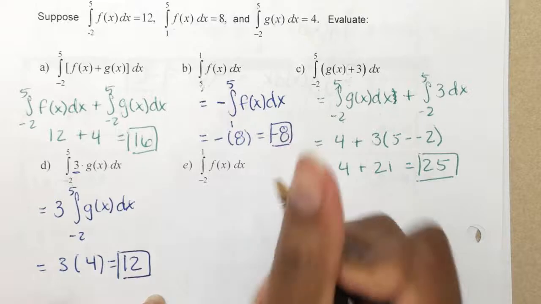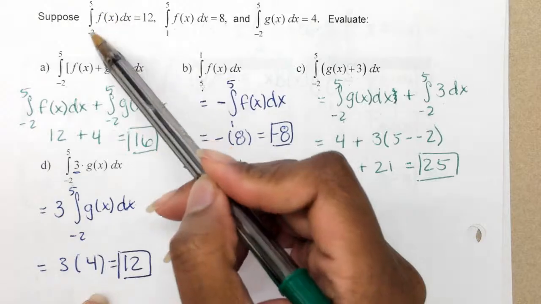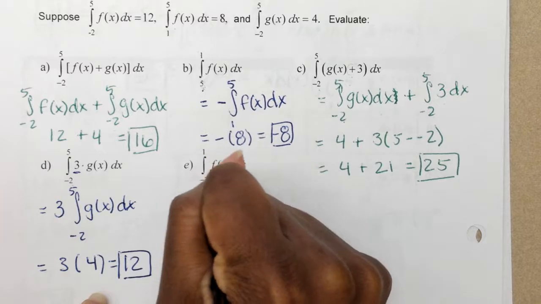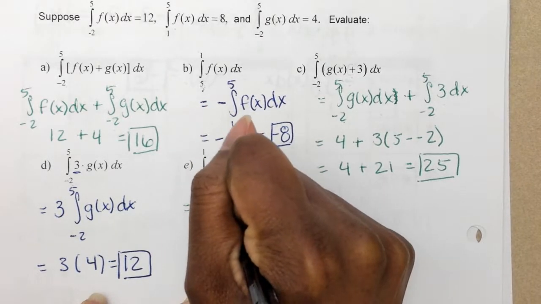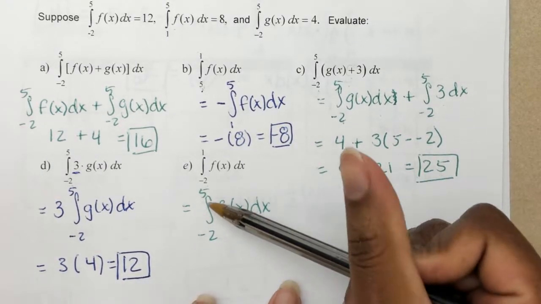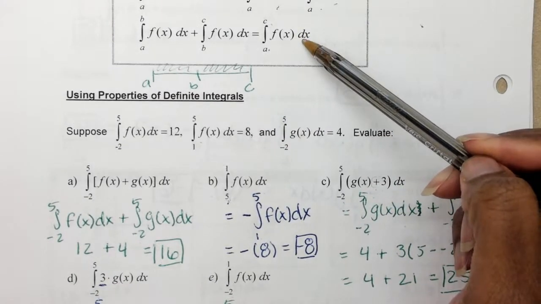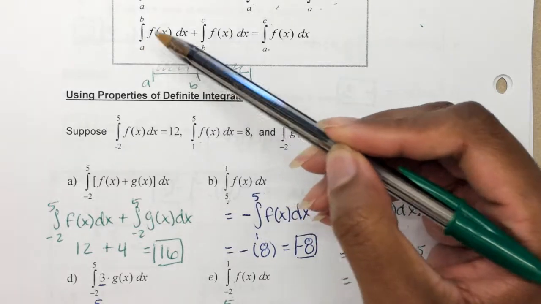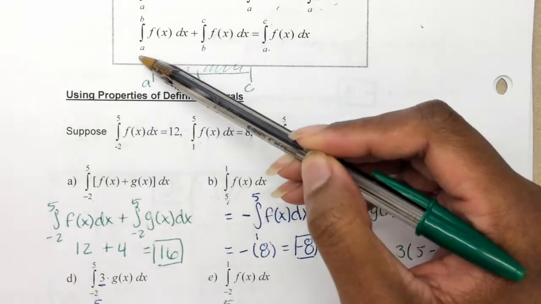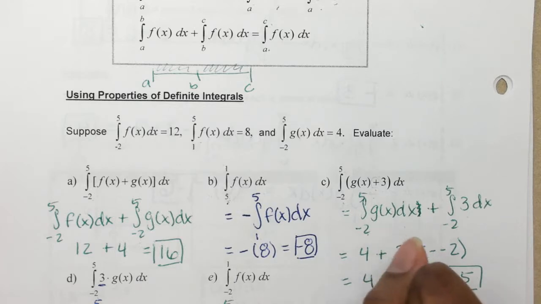So to get from -2 to 1, we know that we have -2 to 5. So we can at least write that we want an integral from -2 to 5 of f of x dx. Now, if we look at our very last property, this is basically saying that we have a to b, we want to add b to c, and then in our final answer we want to have an integral from a to c.